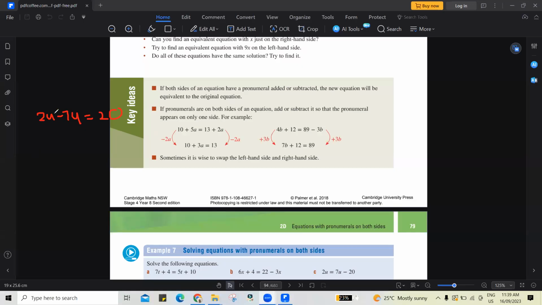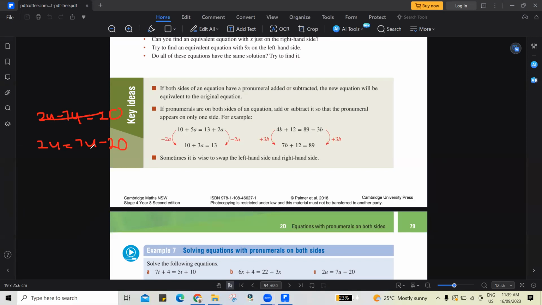Now, what you do is 2u equals 7u minus 20, right? You can decide whether you bring this 7u to this side or bring this 2u to this side. But the easiest way is to bring this 7u to this side because there's no number here. It doesn't matter if 7u is larger.